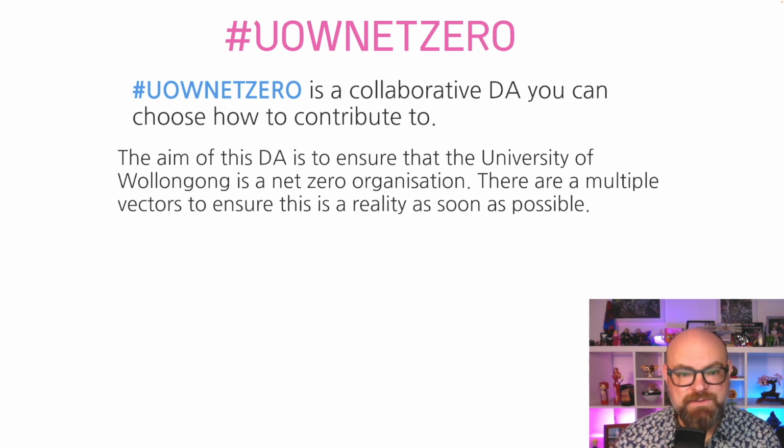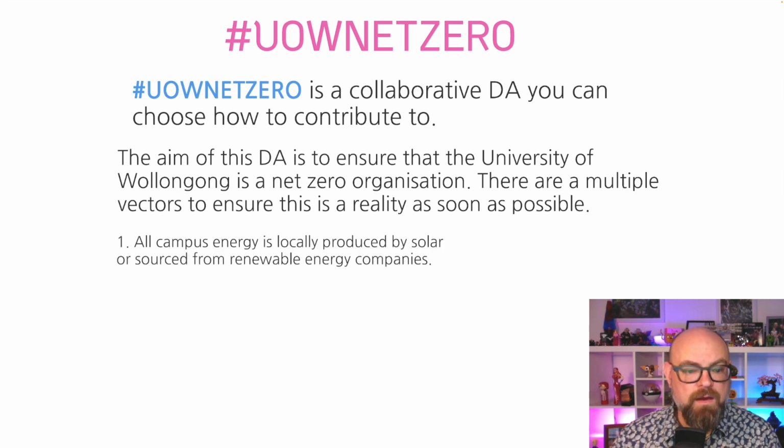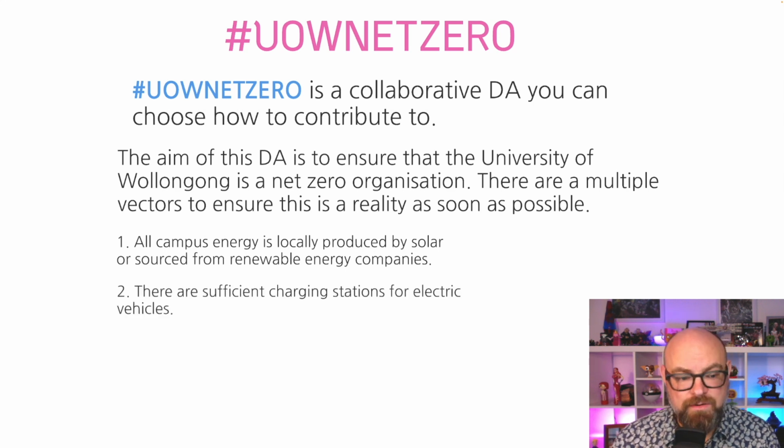The aim of this DA is to ensure that the University of Wollongong is a net zero organisation. And there are multiple vectors to ensure that this is a reality as soon as possible. One, we can ensure that all campus energy is locally produced by solar or sourced from renewable energy companies. I have lots of thoughts about how we can add new solar panels to the UOW campuses. Two, there are sufficient charging stations for electric vehicles. Currently, there are 1 or 2 on campus, but we need dozens. And this is going to be a huge step forward.